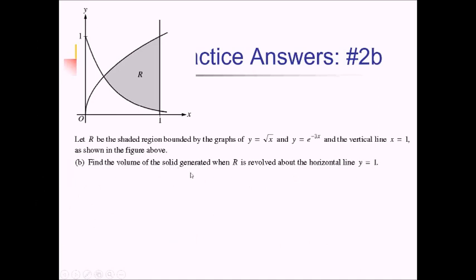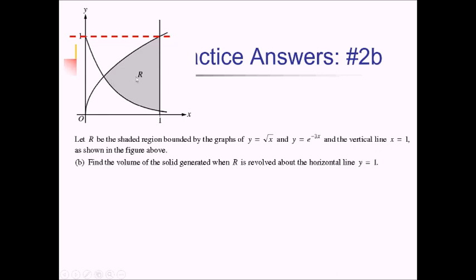For this part of the problem, they want me to find the volume of the solid generated when R is revolved around the horizontal line y equals 1. So here's the line y equals 1. I'm just revolving R around that. So I'm still going to be using an integral from A to 1, and I defined A back in part A when I figured out where these functions intersected.